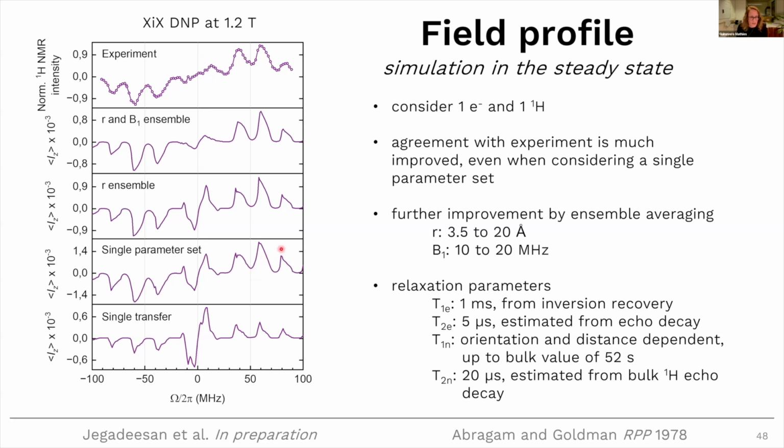What we've done in addition is ensemble averaging. So we've been averaging over the distance between the electron and the proton. I should say that in these simulations, we're just considering one electron and one proton. But now we're essentially smearing out this proton over a thick shell, taking a radius from 3.5 to 20 angstrom. This improves the match with the experiment further. And we're also including B1, so microwave field strength inhomogeneity, in this case going from 10 to 20 megahertz. And now you see that this feature in the center really starts to match the experiment very well.